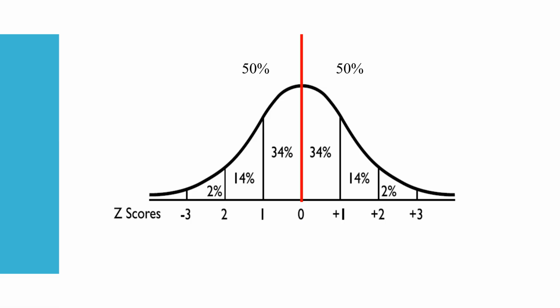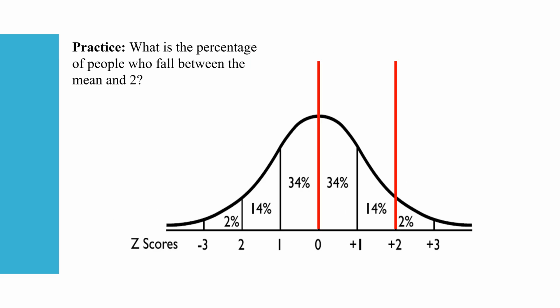Likewise, we can flip this and say if a person has 50% of scores below them and 50% of scores above them, their z-score would be 0. But what if their z-score is -1? This would mean that 16% of scores would be below the score. We get that by adding the 14% and 2% to the left. And 84%, adding each percentage to the right, would be above the score.